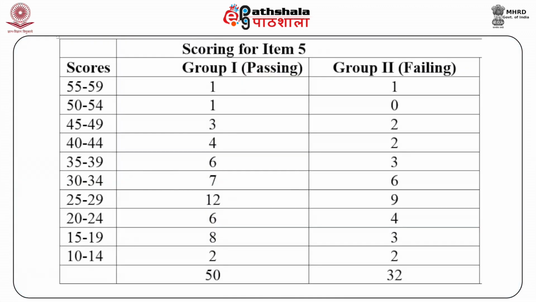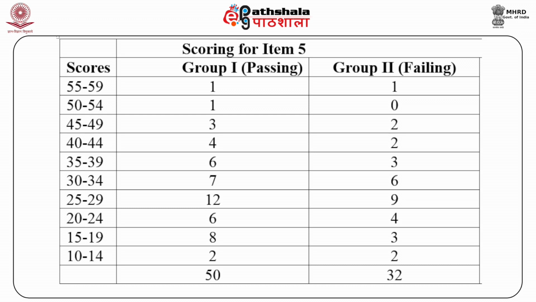Scoring for item 7. Let us look at the range of scores and what the frequencies of these scores are in group 1 and in group 2. For the range of score 55 to 59, group 1 frequency is 1, group 2 frequency is 1. The following are the other ranges of scores: 50 to 54, 45 to 49, 40 to 44, 35 to 39, 30 to 34, 25 to 29, 20 to 24, 15 to 19 and 10 to 14.